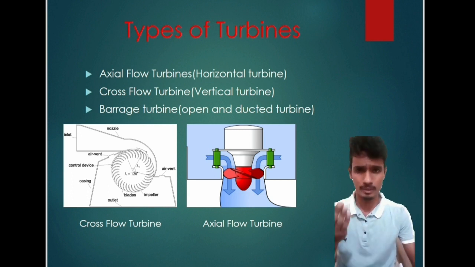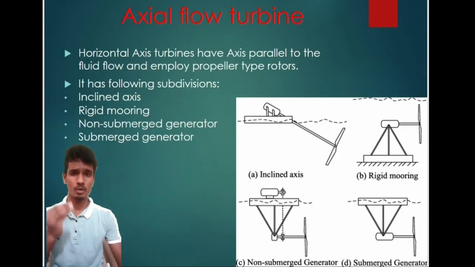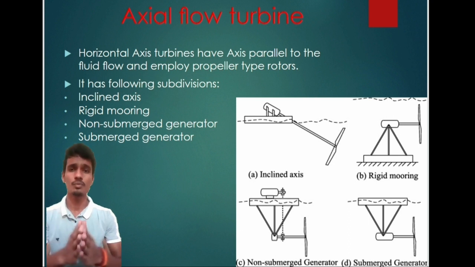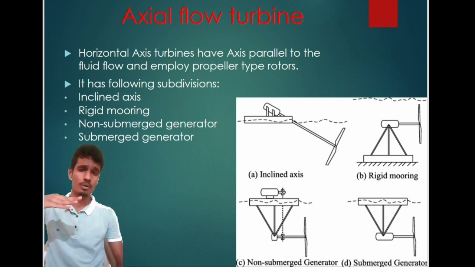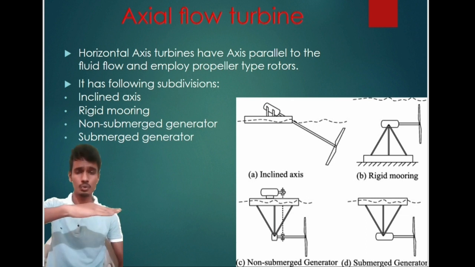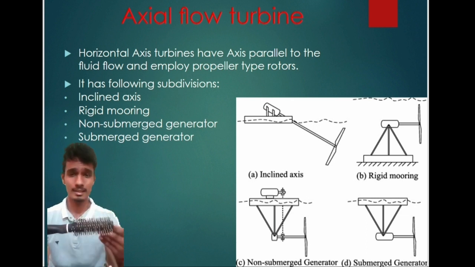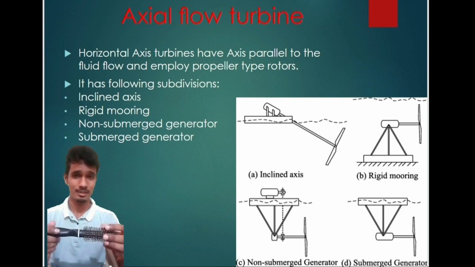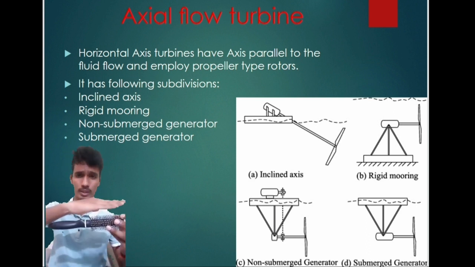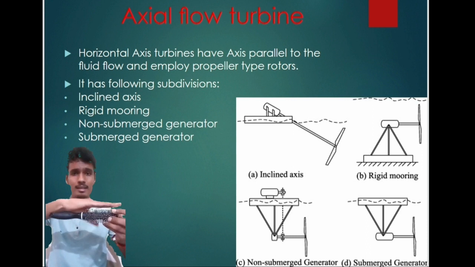Let's start with the axial flow turbine. An axial flow turbine is also known as a horizontal axis turbine. Why horizontal axis turbine? The reason is that the axis of an axial flow turbine is always parallel to the flow of fluid. Consider this as the flow of fluid or flow of water. It moves from left to right. Let us consider this as your turbine. For example, consider this as the axis of the turbine and this as the rotors. If this is the flow of water or fluid, then your turbine will be rotating like this.